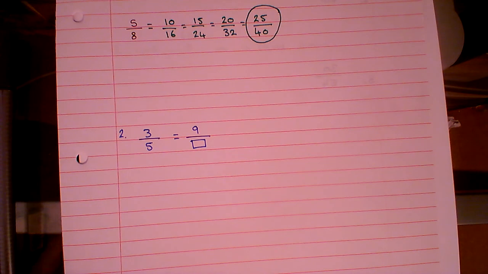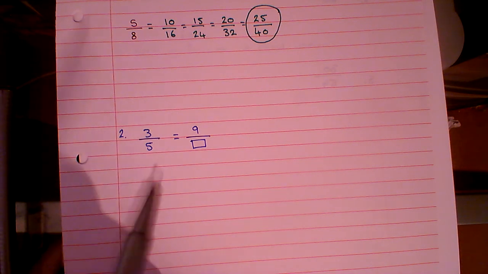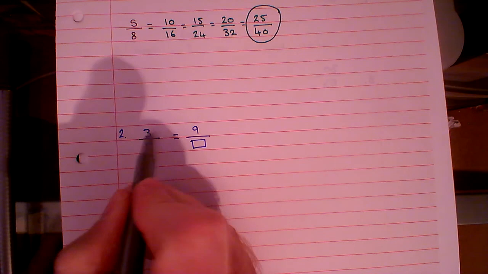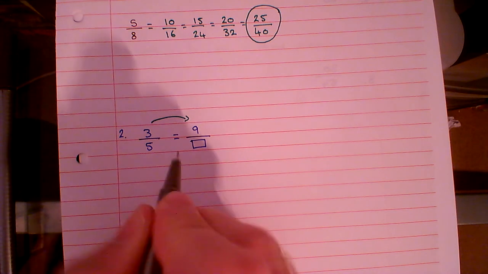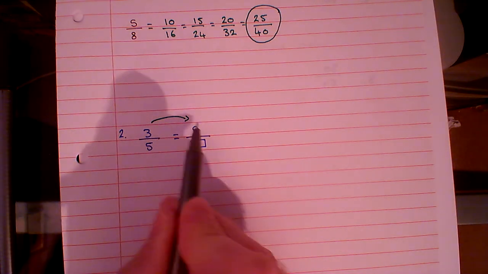Well, the way to do this is to remember your rules of fractions. Whatever you do to the top of a fraction, you must also do to the bottom, and vice versa. So, what we need to figure out is what we've done to this 3 to make it a 9. When we say what have we done to the 3, I mean what have we multiplied or divided it by? So 3 times by something equals 9, or 3 divided by something equals 9.